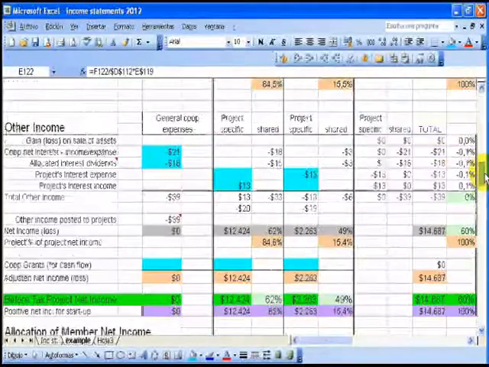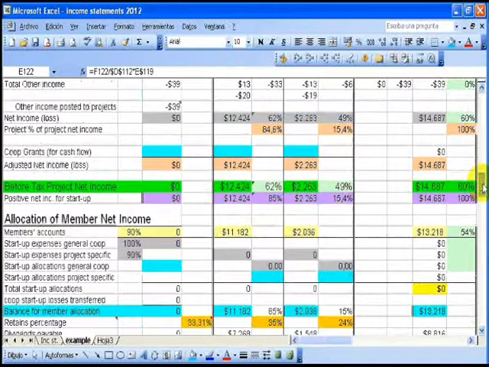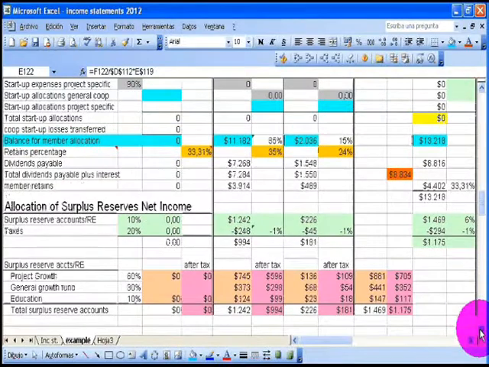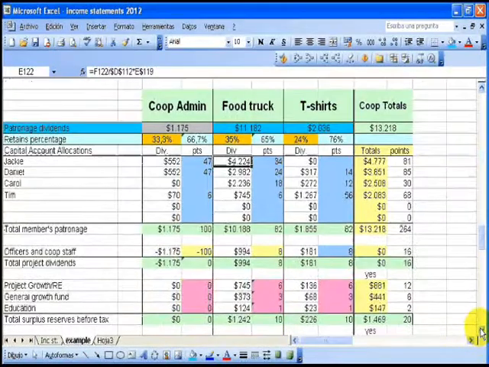We did the other income. We had the before tax profit net income. And then we did the allocation for members. And then we did the allocation for surplus reserves. And then we did the little details of how each member of the projects received their money.